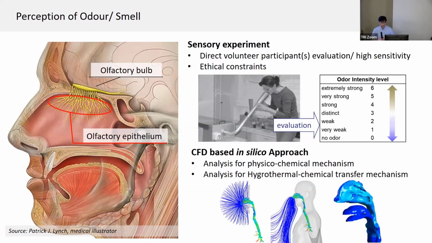Of course, I know that by using sensory experiments with human panels, we can provide direct results of perception evaluation. But I know we have very strict ethical constraints. This means we cannot provide very high concentrations because of the ethical constraints. Therefore, the supplementary CFD-based in silico approach can contribute to elucidating the mechanisms of chemical pollutant transfer from outside to inside the nasal cavity.